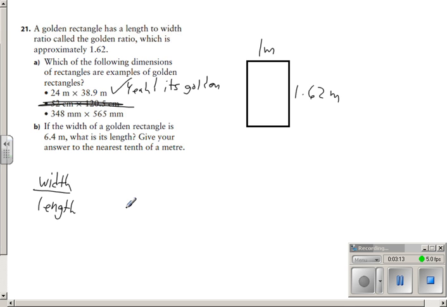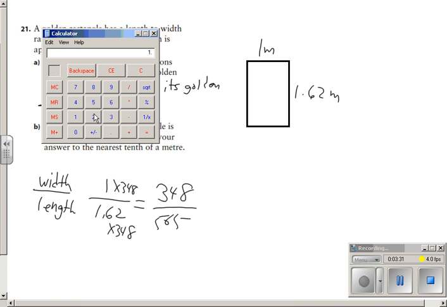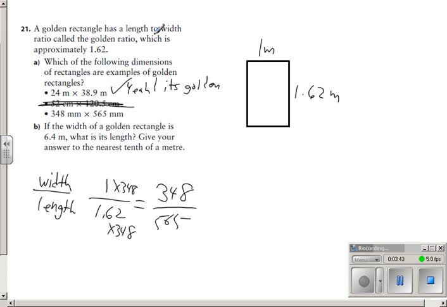If we look at 1 to 1.62, does 348 compared to 565 work as that golden ratio? Again, this is pretty easy to figure out what I multiply it by. But does it work with the bottom one? Drum roll. So 1.62 times 348 equals? No, it doesn't work. Well, it's pretty darn close, isn't it? Let's say it works. Yes, good enough for me. Pretty darn close to the golden ratio.